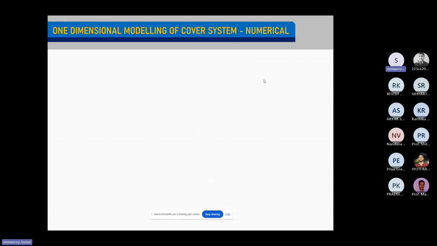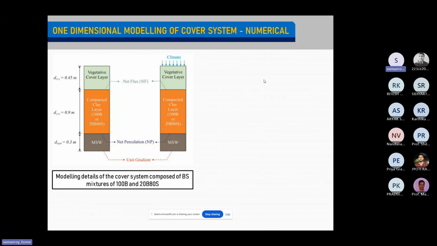The most important point is that the cover system should be designed, as I've told earlier also, in such a way that the percolation should be minimum and the leachate flow should also be minimum. So that is what you have to test. In order to test that, we have done a one-dimensional cover model system.